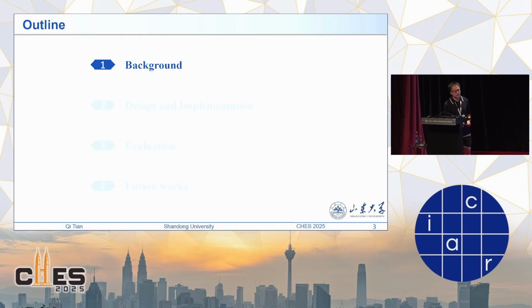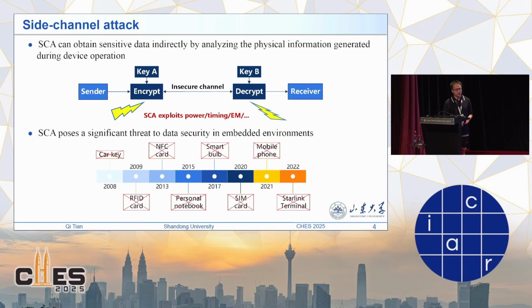First, background. Side-channel attacks can indirectly obtain sensitive data by analyzing the physical information generated during device operation, such as power consumption, timing, and electromagnetic emissions. Power and electromagnetic attacks are the most common types. With the wide use of embedded devices, attackers can easily get these devices. So, in this case, side-channel attacks pose a significant threat to data security in embedded environments.